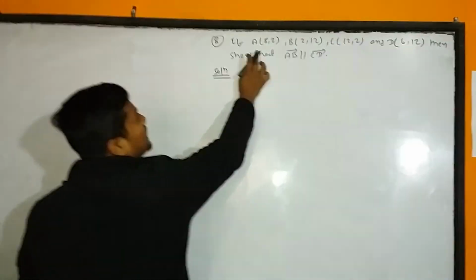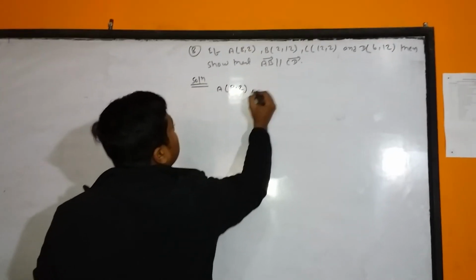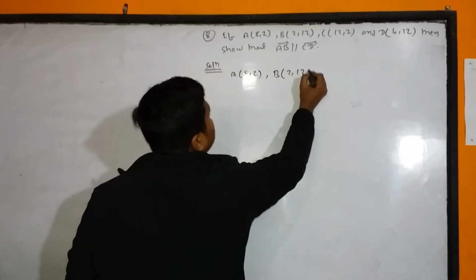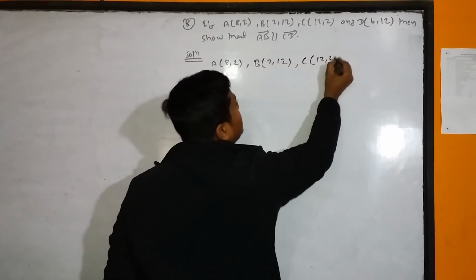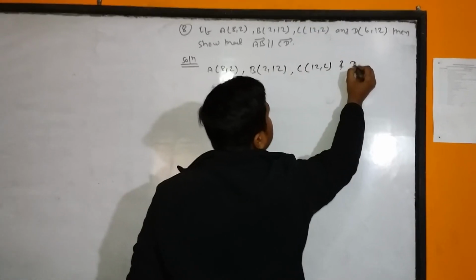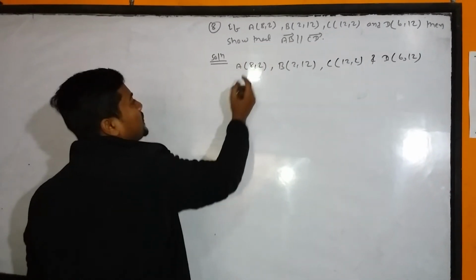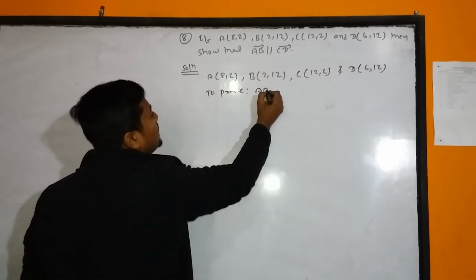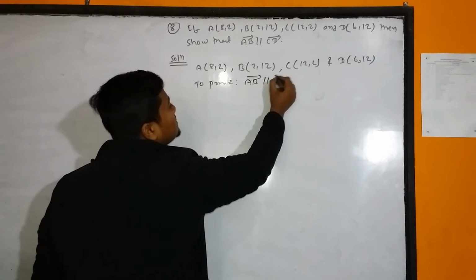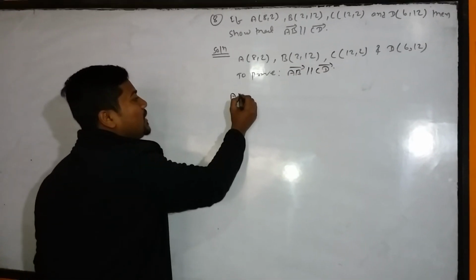A coordinate is given 8, 2. B coordinate is given 2, 12. C coordinate is given 12, 2. And D coordinate is given 6, 12. Then we have to prove AB vector parallel to CD vector. That's why first of all we have to find AB vector.